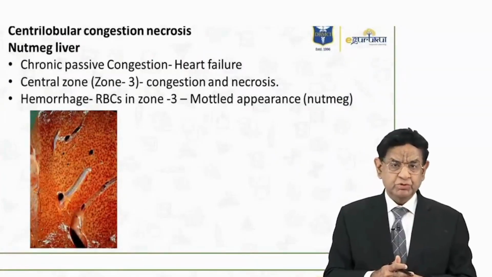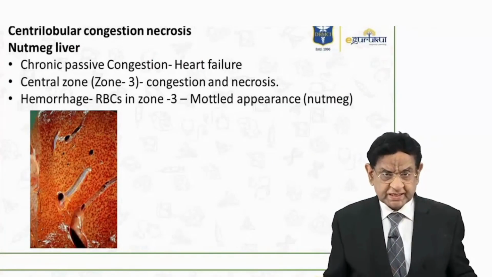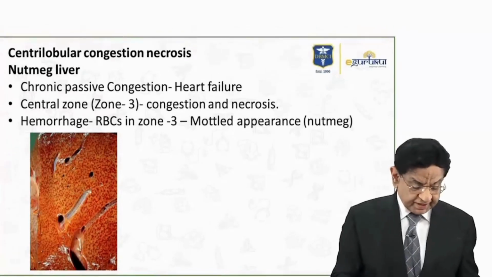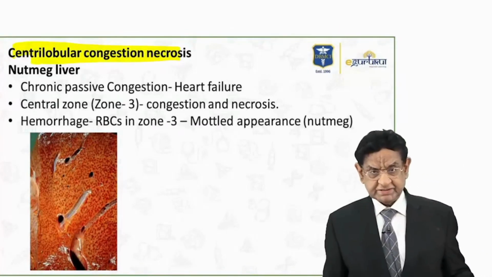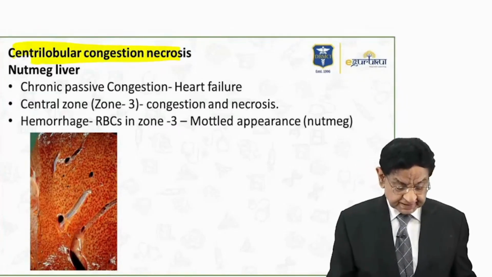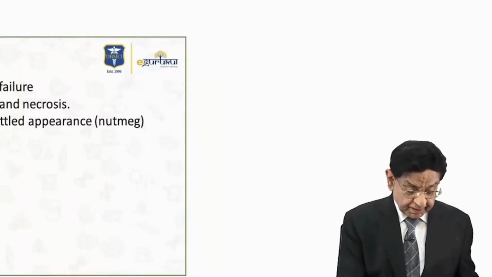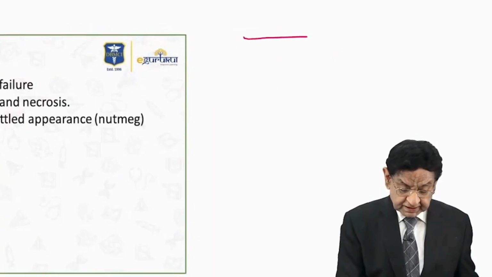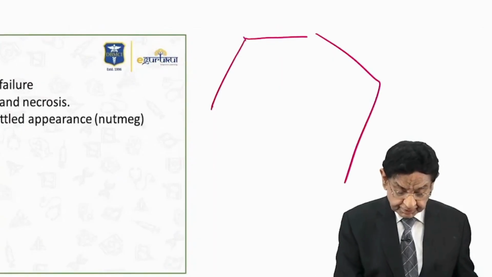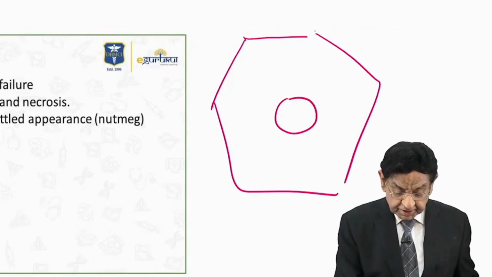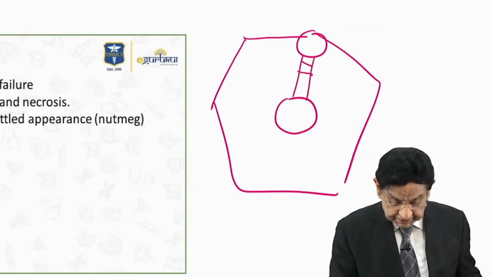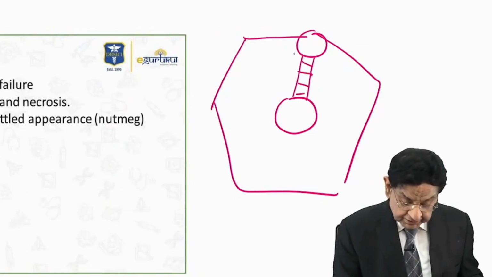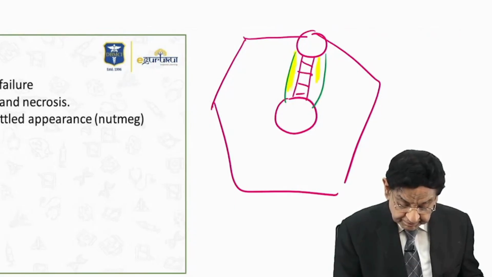Now we go into more depth of the pathology. Congestion is occurring in the liver, but where? It is more of a centrilobular congestion. What does this mean? Again we go to the basics. If you remember the histology, this is the lobule, central vein, portal tract, hepatocytes, sinusoids. These are the sinusoids.